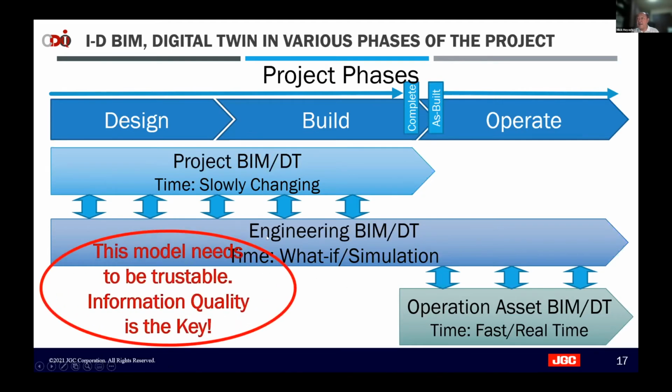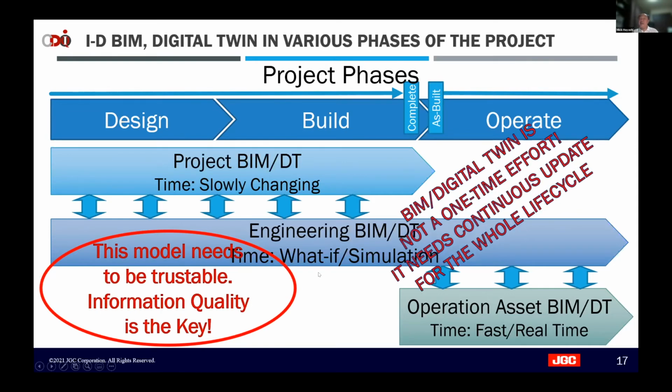Then this engineering BIM, this model, needs to be trustable. That means information quality is the key. And then BIM digital twin is not really a one-time effort. As you can see, it survives from the very beginning until the end of the plant life cycle. And it should be constantly updated, reflecting realities and editing attributes. So it needs continuous effort to update for the whole life cycle.